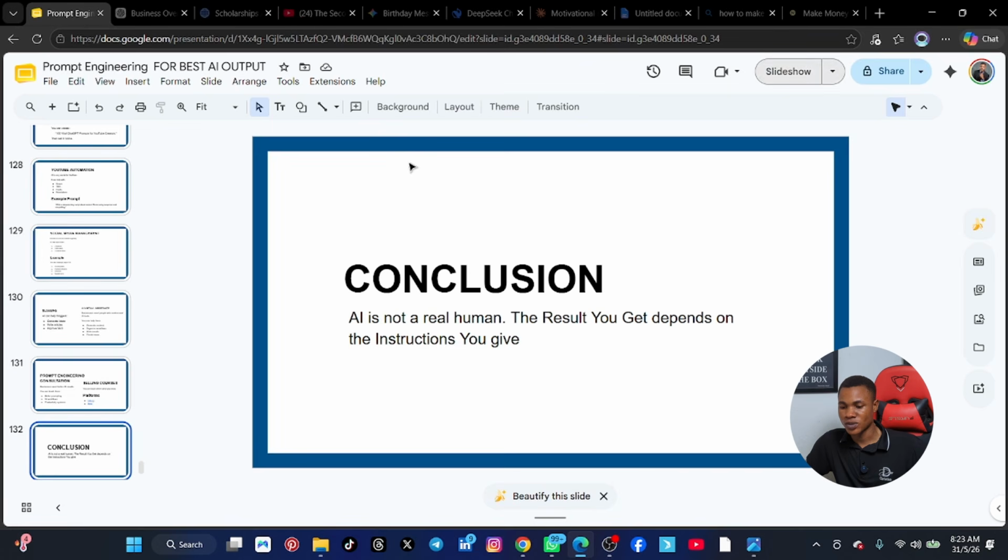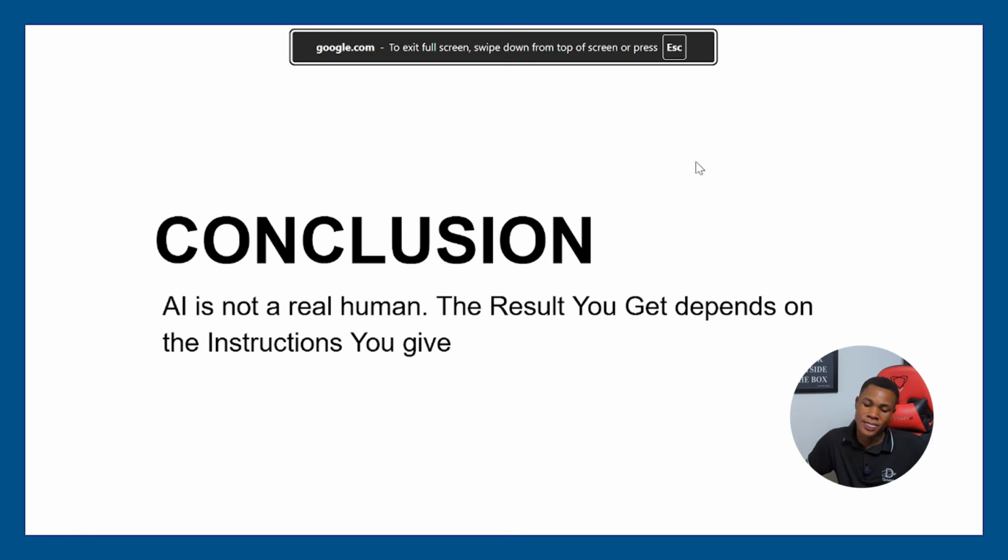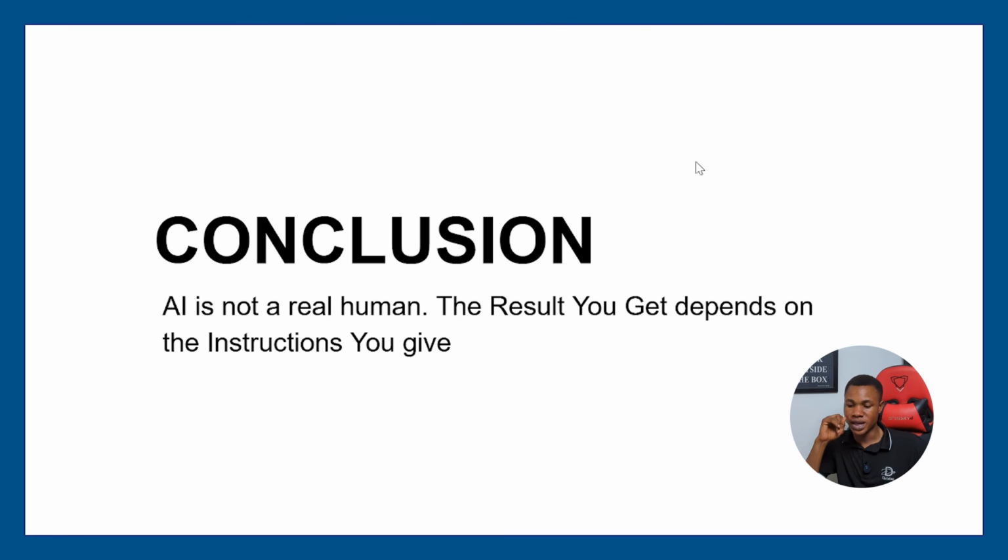Let's come back to our slides, and then we are now going to conclude. Now listen to me. AI is not a real human being. I've been saying it. The result you get depends on the instructions you give.